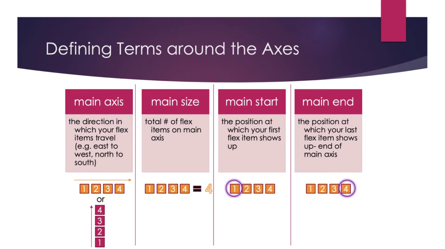So we have main axis, main size, main start, main end. Let's make sure we have these under our belt. So main axis is the direction in which your flex items travel. And again, that's east, west, north, south. The main size is the total number of flex items on the main axis. We can think of these as boxes inside of a container, and we're going to get to that in just a minute. Use this for reference to come back to. Main start is the position at which your first flex item shows up. And main end is the position at which your last item shows up. It's the end of the main axis.